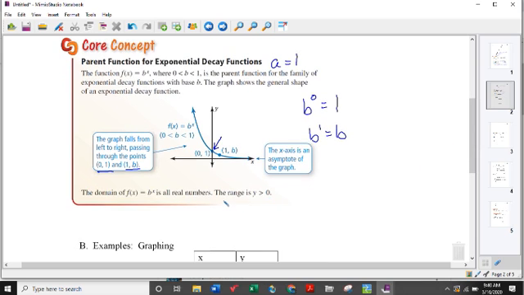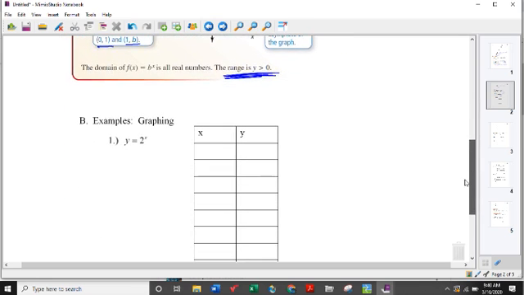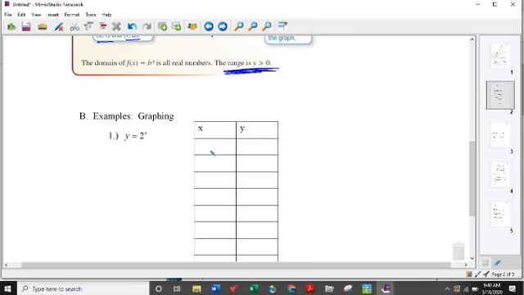And again, the range is still y equals 0 because this is the asymptote. You aren't able to get out a y value that's less than 0 until you shift your function up or down. Graphing, plot points.